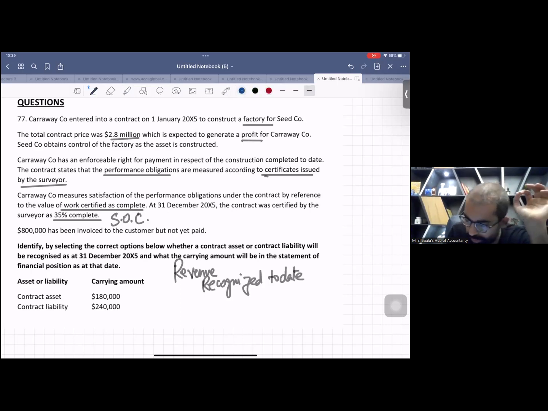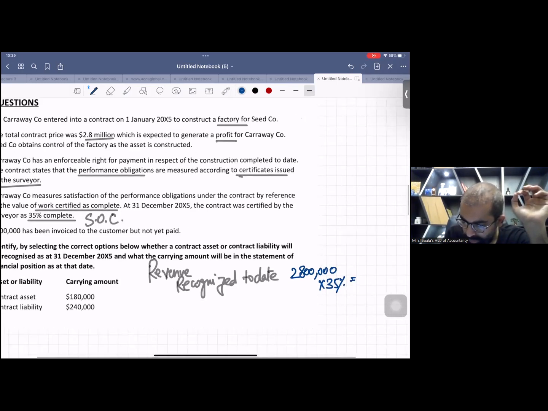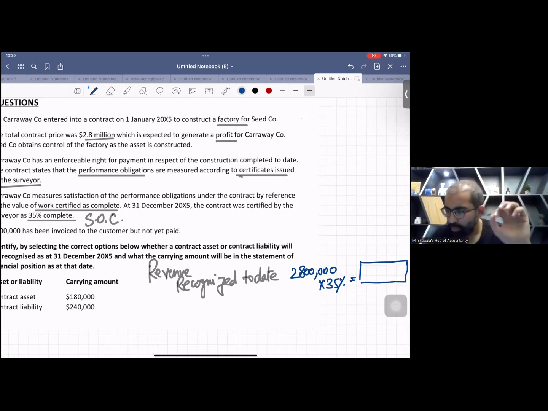How much is the total price? The total price is 2.8 million, which is 2,800,000, times the stage of completion. 2,800,000 times 35%. $980,000 is the revenue recognized to date.